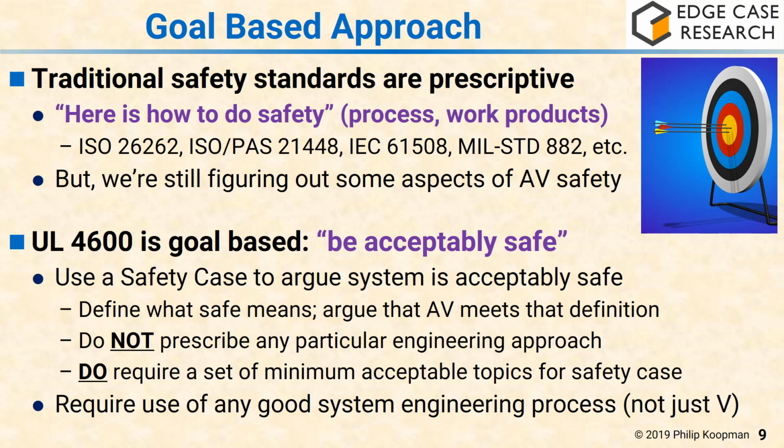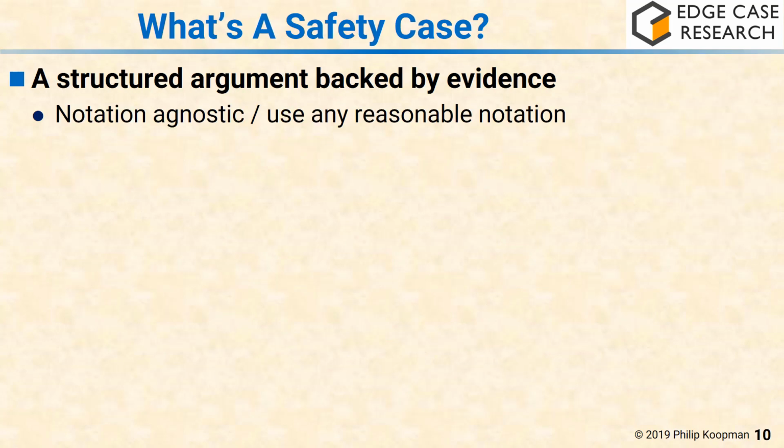But for example, you have to identify the hazards that can lead to risks. And that's required, and it's because it's hard to believe that someone can be safe without ever having sat down and thought about all the things that can go wrong. It requires the use of a good system engineering process. It does not require the V, but it requires that in your system engineering process, all the things that tend to happen in a V get covered one way or another. So it's flexible in how you go about it, but it says you still have to cover the bases. And by the way, here's a minimum set of things you have to cover to be complete.